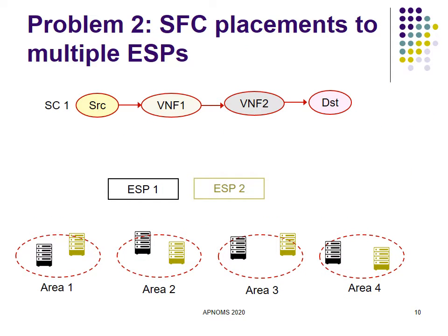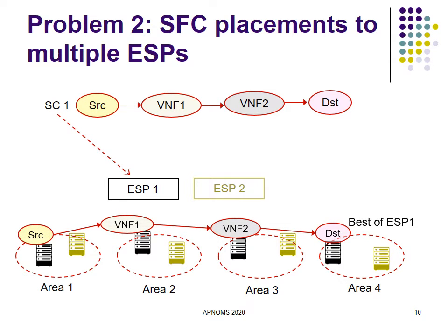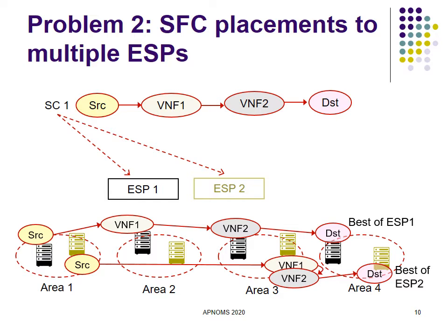Now we consider the service chain placement to multiple edge systems. Here, if service chain 1 is to be served by the first edge service provider, then for this service provider, the best placement may be something like this. But if the same service chain is to be served by the second service provider, then for this service provider, the best placement may be something like this one. Remember, we may have more than 2 service providers. We may have the third one and also others.